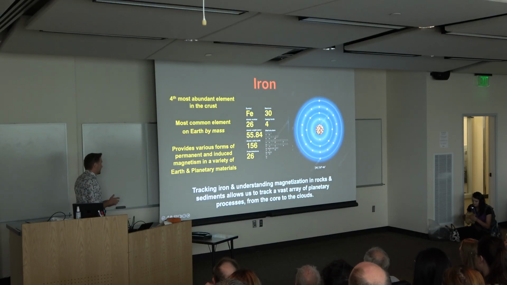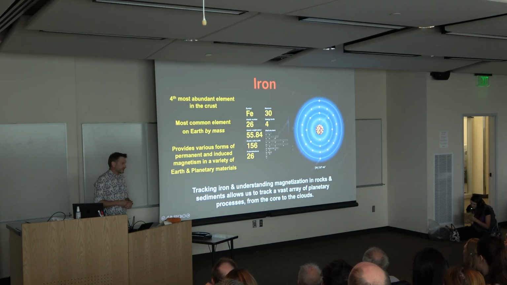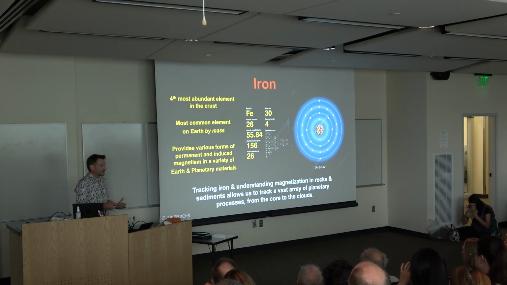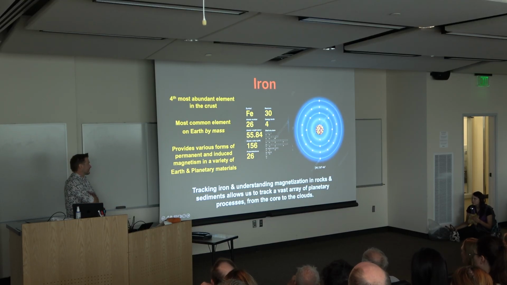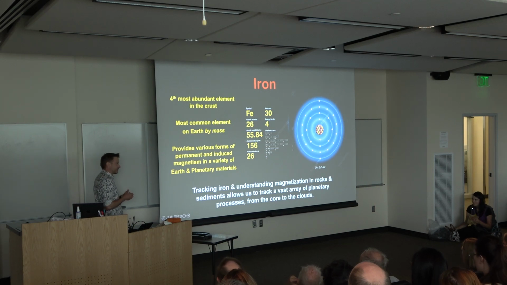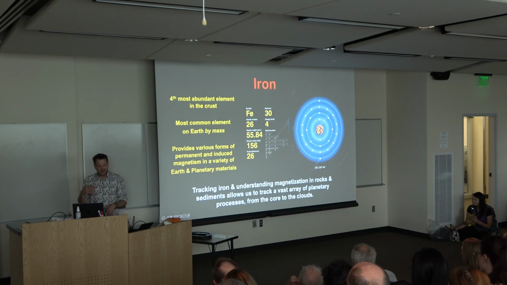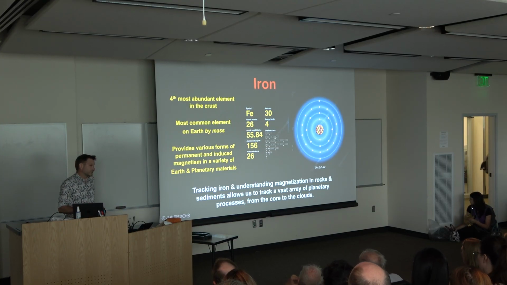So we study iron because it is very abundant. It's the fourth most abundant element in the crust, and the most abundant element on the planet by mass. And iron has very unique physical properties that give rise to various forms of permanent and induced magnetization. So it's able to track a variety of different Earth processes, from the physical Earth to environmental science to even atmospheric and planetary processes. So it makes it really fun.